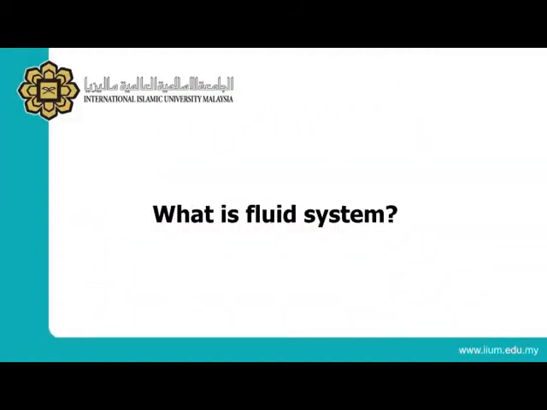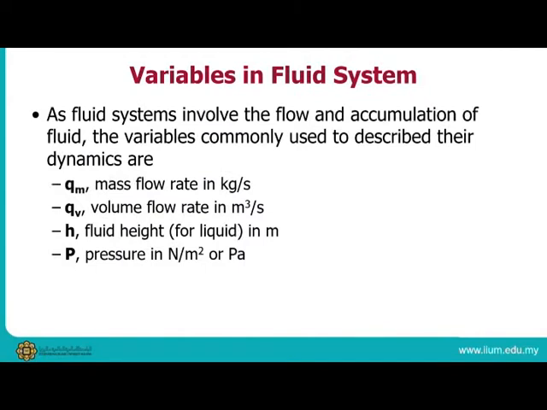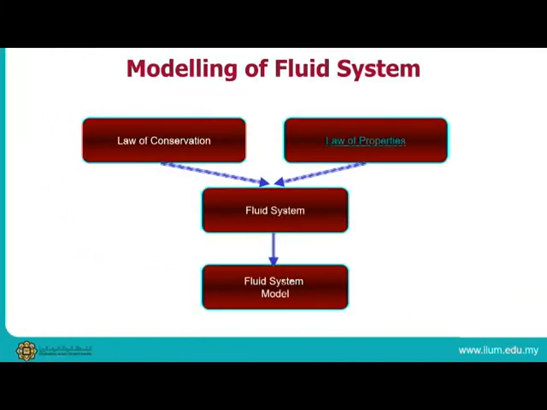So what is a fluid system? Basically there are two types of fluids: incompressible fluid, which is basically a liquid, and compressible fluid, which is a gas. There are four variables commonly used in the fluid system: QM stands for mass flow rate, QV for the volume flow rate, H is the fluid height, and P is the pressure. Similar to the other systems, a fluid system also consists of law of conservation as well as law of property.